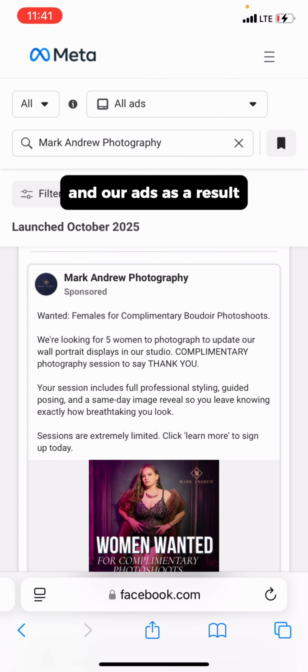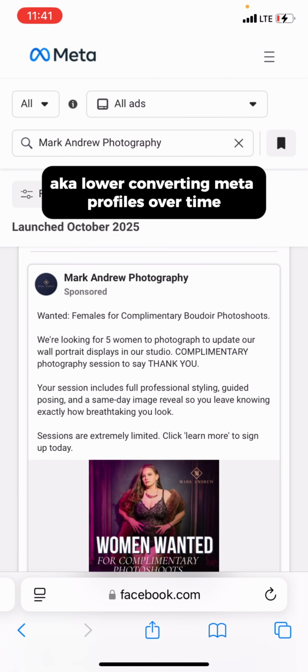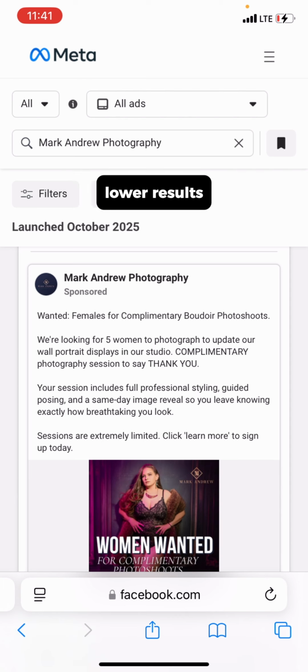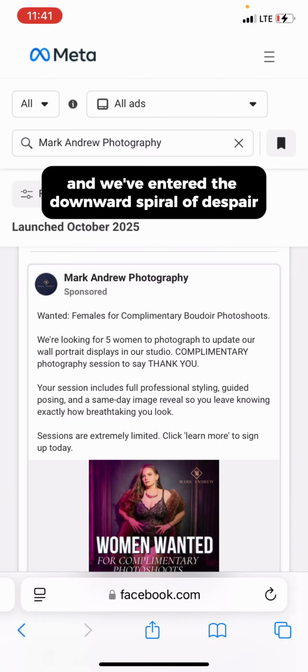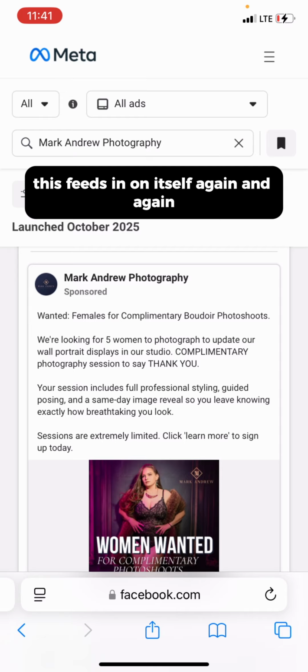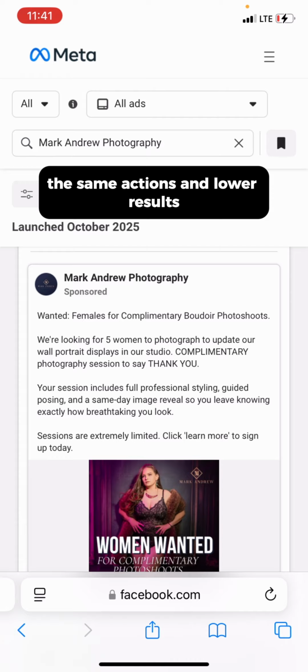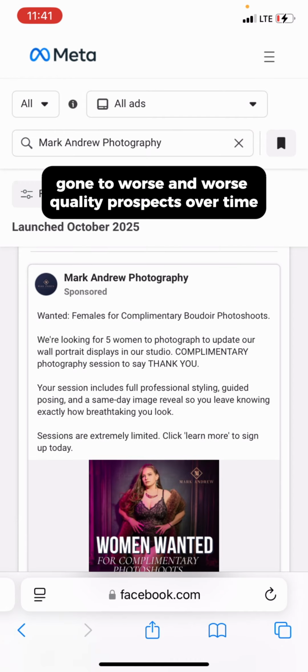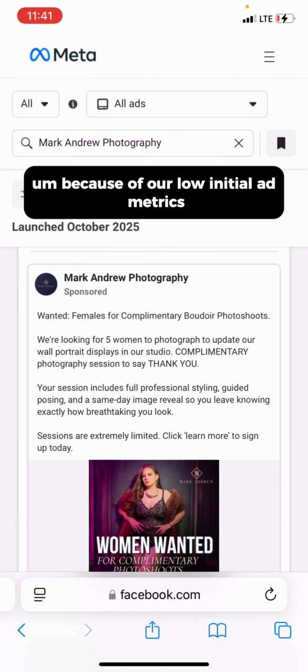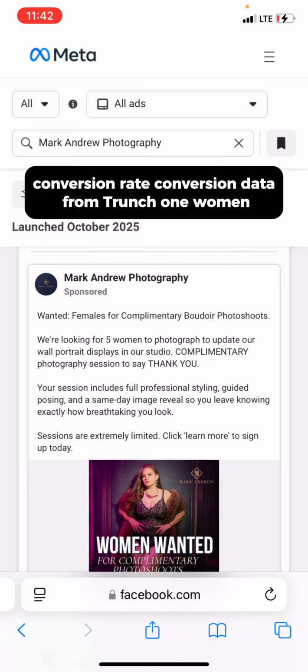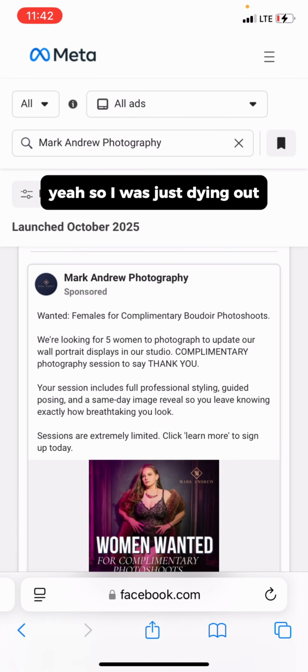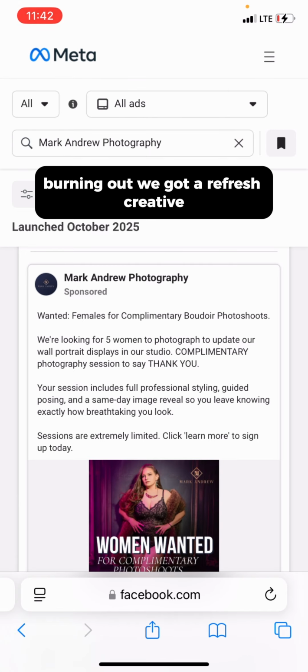And our ads, as a result, go to lower quality, aka lower converting Meta profiles over time, which means same ad spend, lower results. And we've entered the downward spiral of despair, which just feeds in on itself again and again. The same ad spend, lower results, going to worse and worse quality prospects over time because of our low initial ad metrics and conversion data from tranche 1 women. So ads just die out, burn out, and we've got to refresh creative.